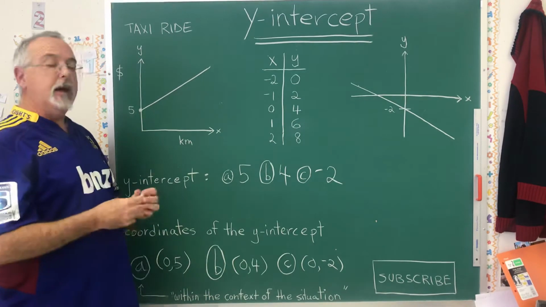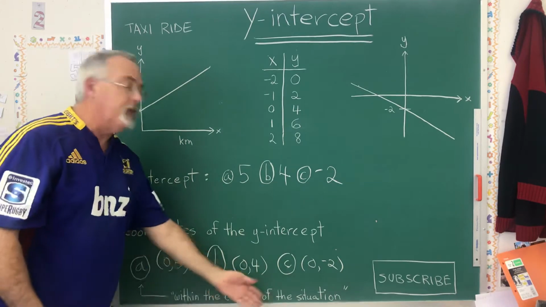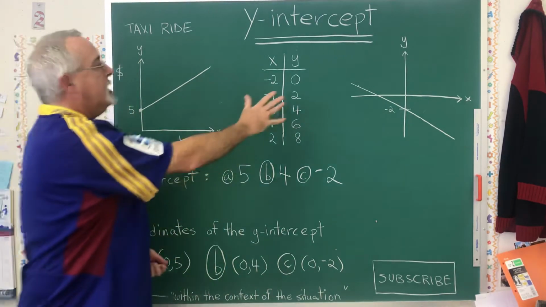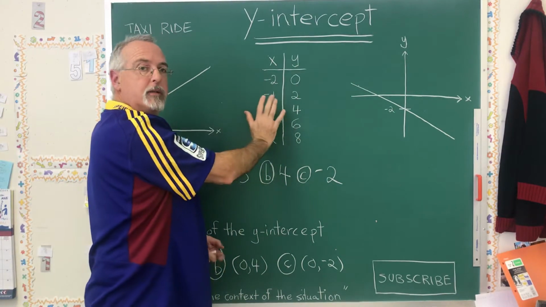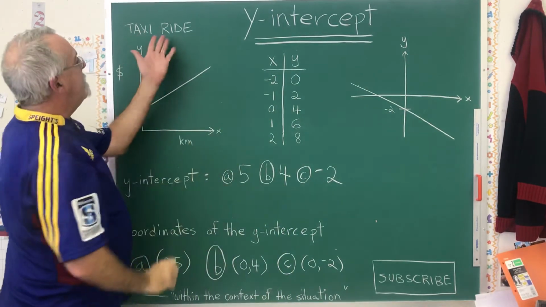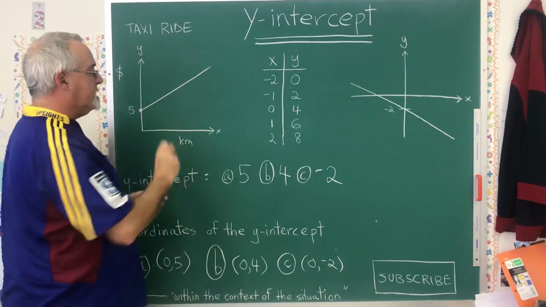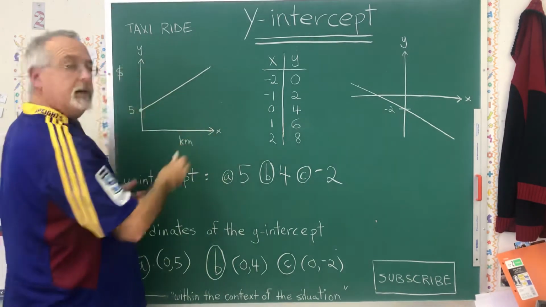Finally, we could also be asked to give the y-intercept and explain what it means within the context of this situation. Well, I don't have a situation here. None was given, and I don't have a situation here. But in this one, we have the taxi ride, where on the y-axis we're measuring dollars, on the x-axis we're measuring kilometers. We have a situation.